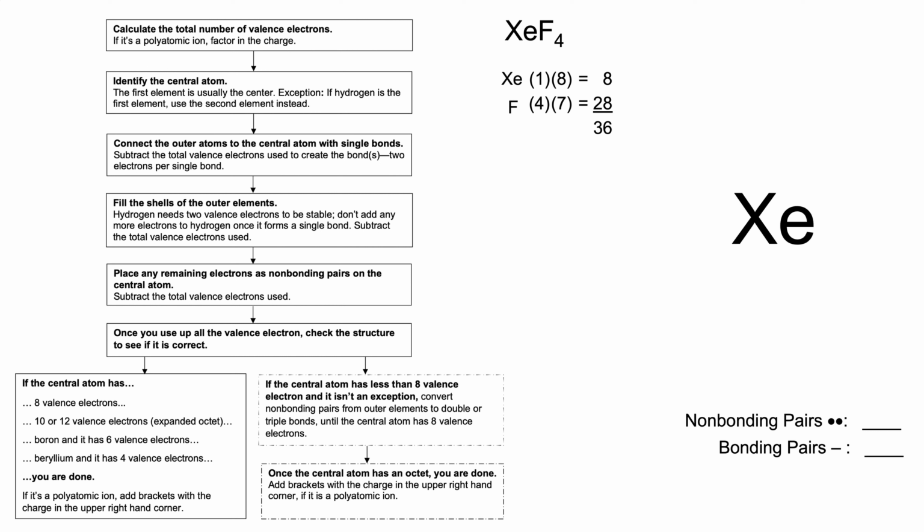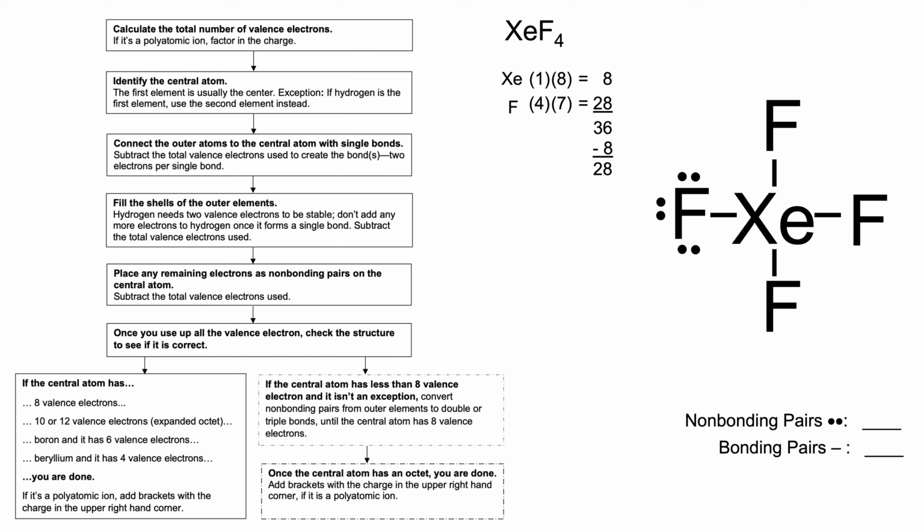Xenon is placed as the central atom. The 4 fluorines are placed around xenon. Each fluorine is connected to xenon using a single bond. That uses up 8 valence electrons total to now give me 28 valence electrons left over. I'm now going to go through and fill the shells of the outer elements. And as I'm adding into the Lewis structure, I'm subtracting from the inventory.